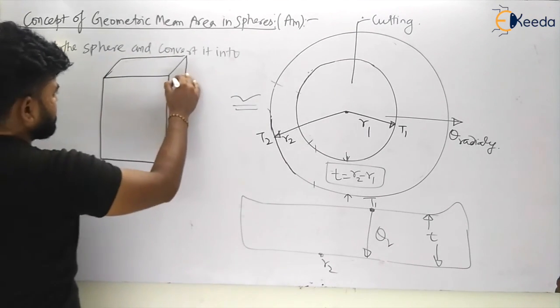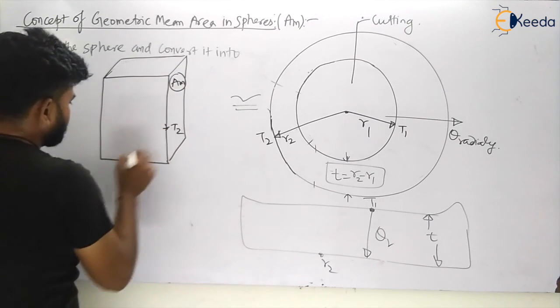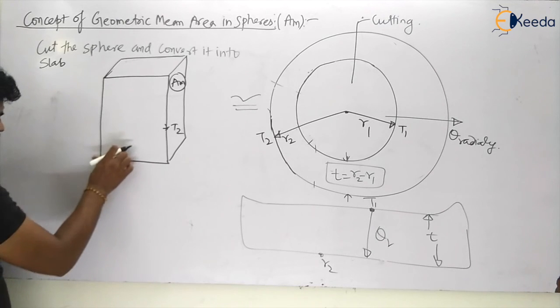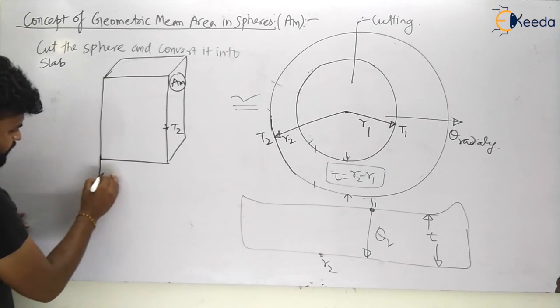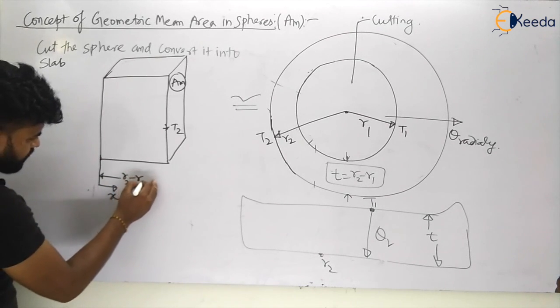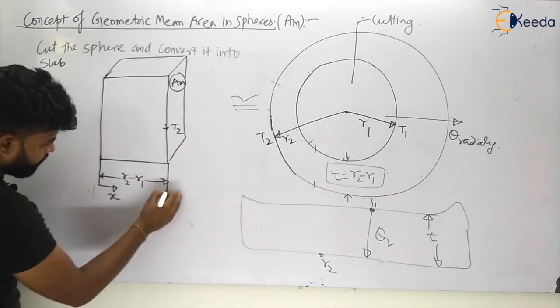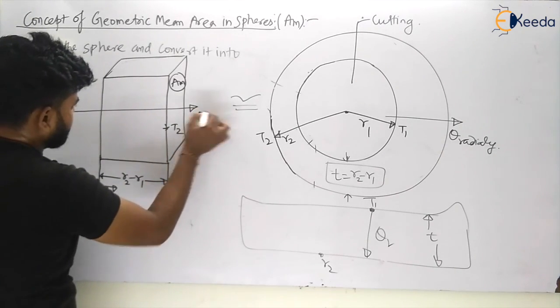So my dear students, this will become AM here. This will be your T2. And this will be your length of the plane slab. The thickness of the cylinder will be length, or in this x direction, this will be R2 minus R1. That is the thickness of this. Okay. And heat transfer will be like this, QR.